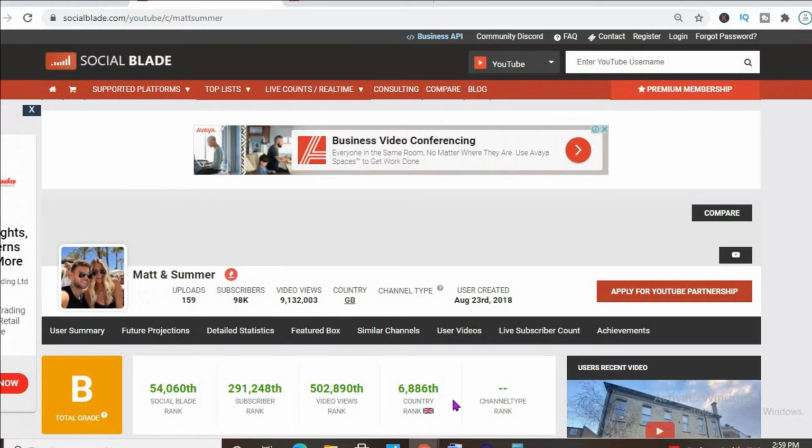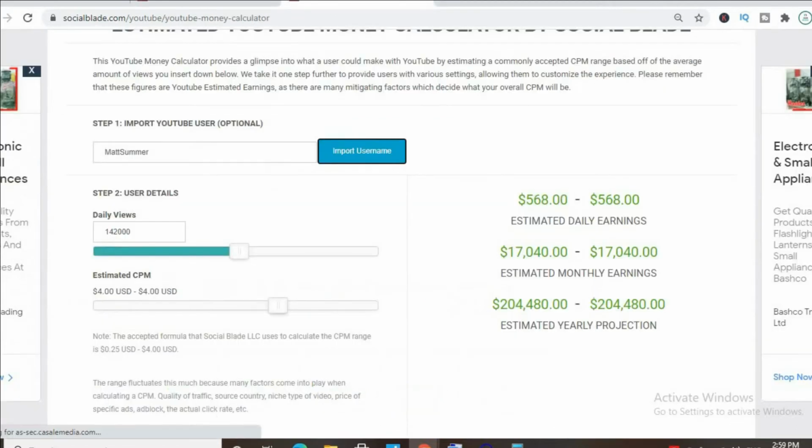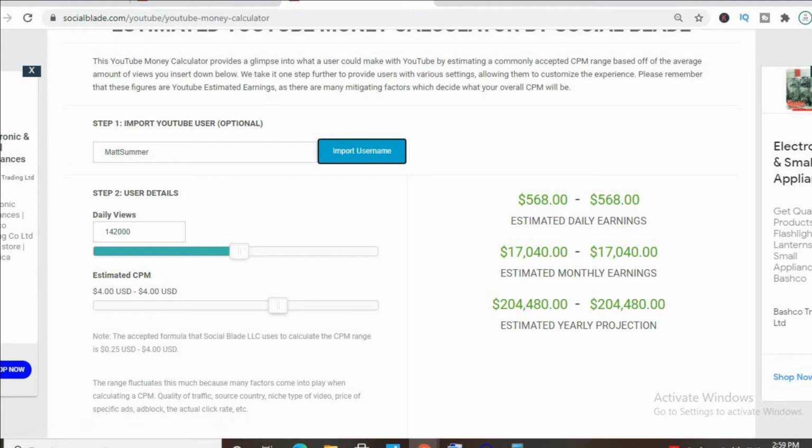As you can see, they have one of the highest ranking YouTube channels in the United Kingdom, as it's ranked 6,886. And to get an estimate of how much they are earning, we'll be using the YouTube money calculator, and we'll be estimating that their CPM is $4. And by the CPM, I mean cost per 1,000 views, and this is the amount of money a YouTuber gets paid for every 1,000 views a video gets.